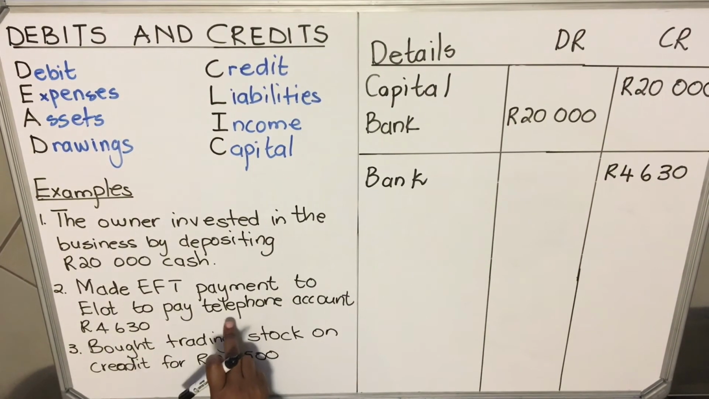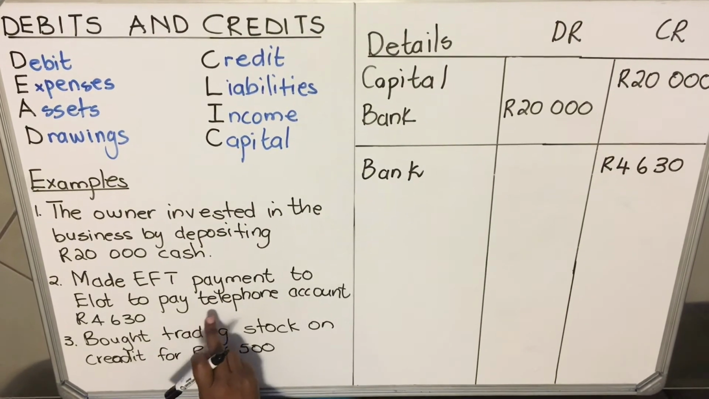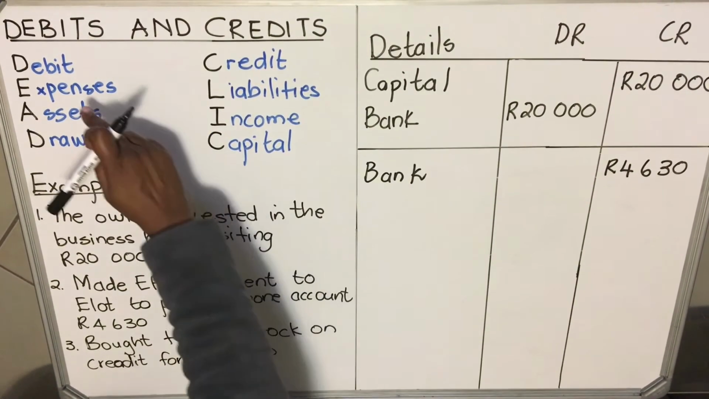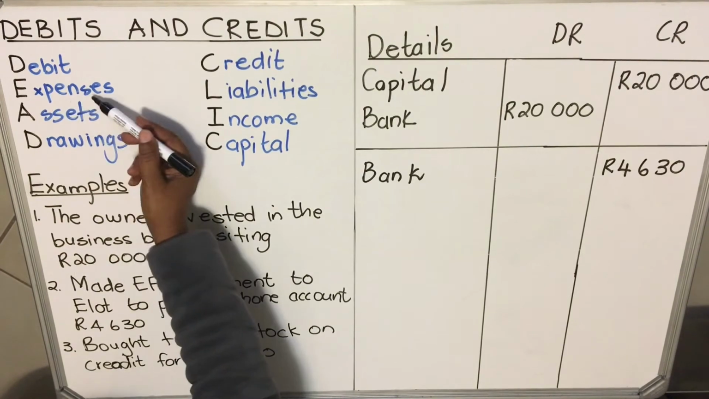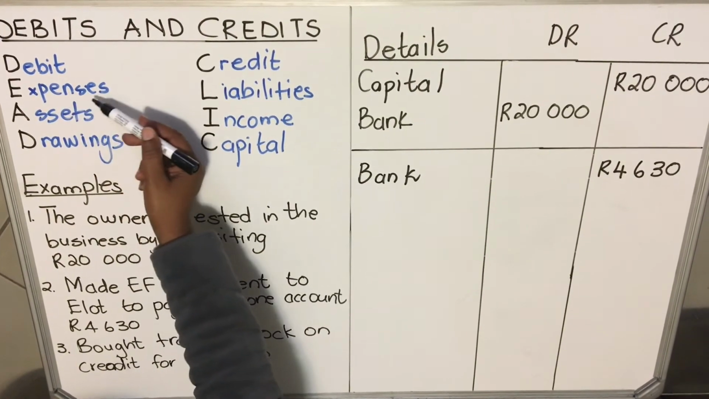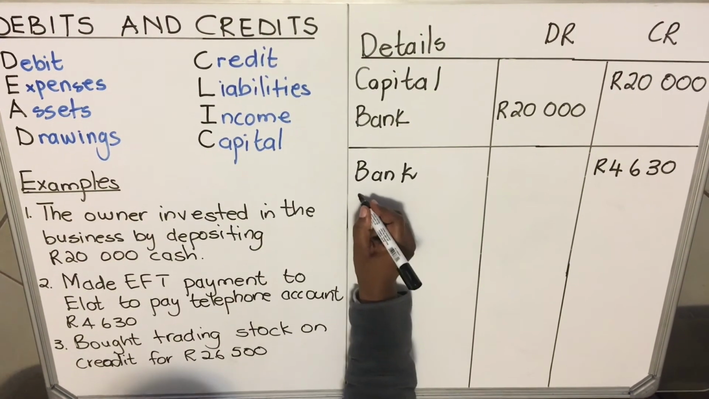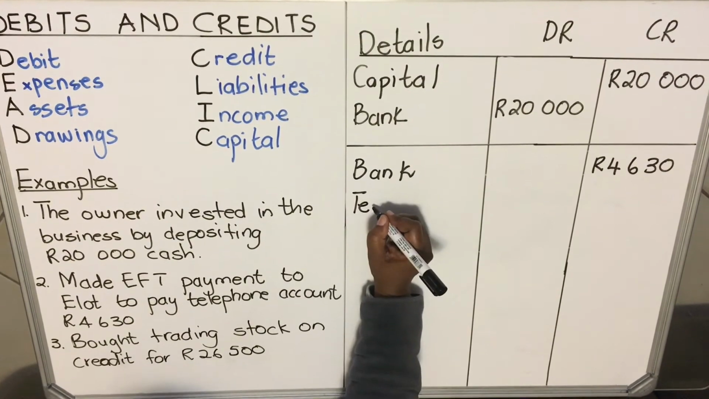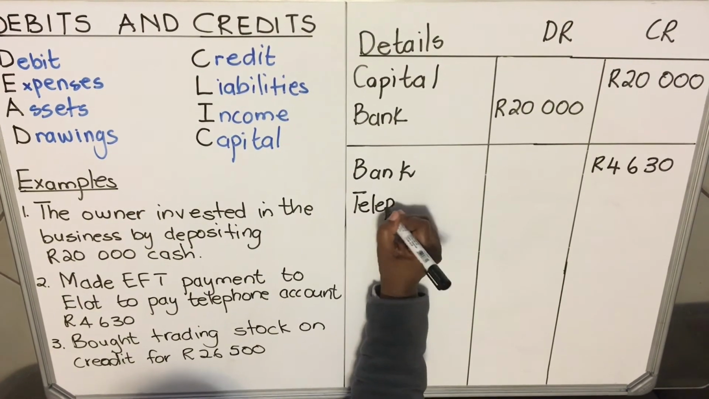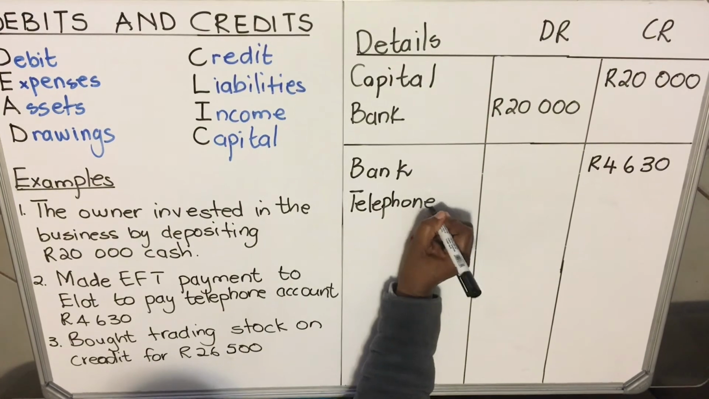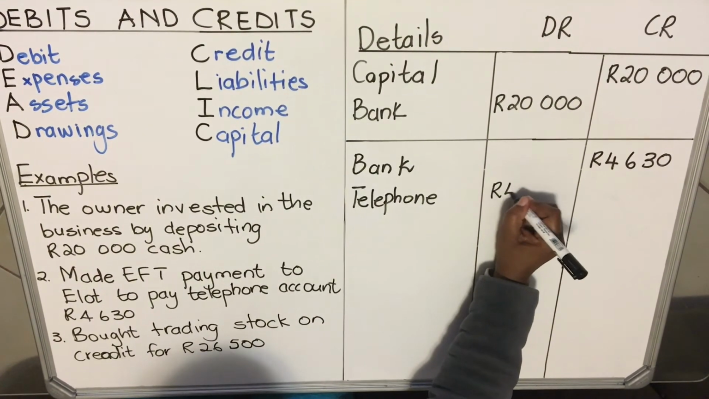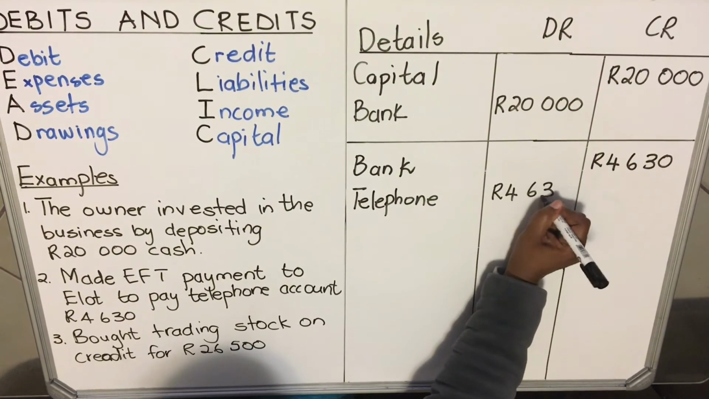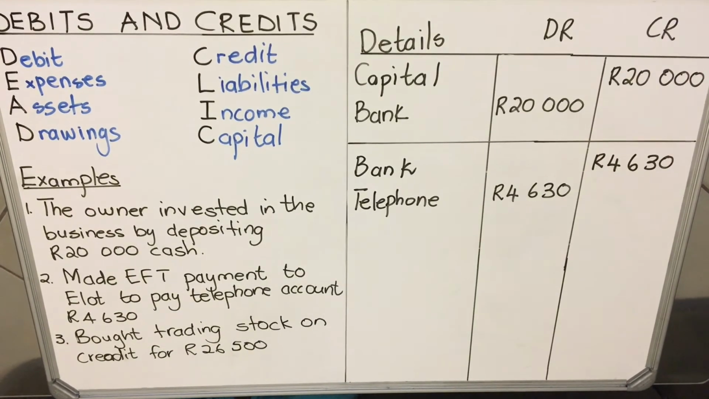Now, telephone is an expense, and the telephone expense increases. The expenses are in the debit. When an expense increases, we debit it. So we'll have telephone as our detail, and then 4,630. Okay, let's look at the last example.